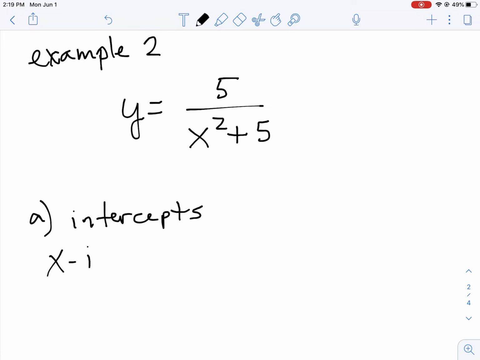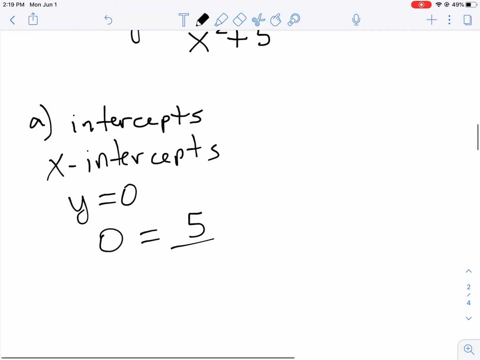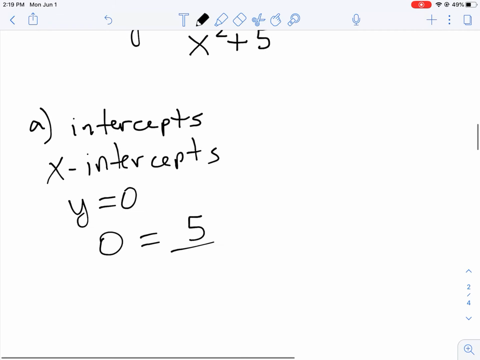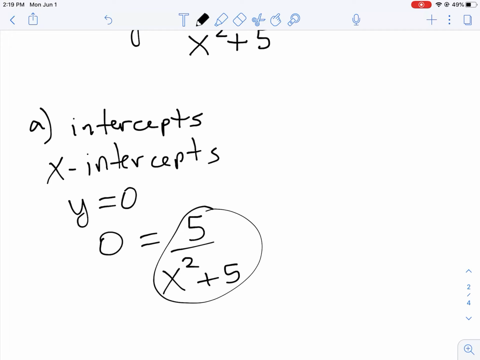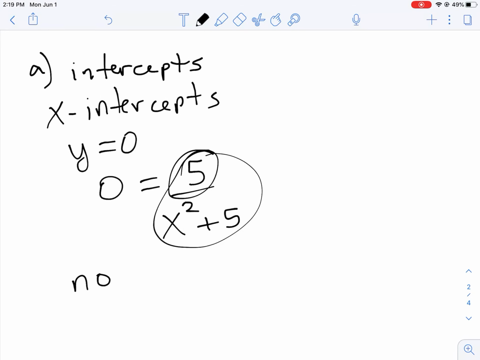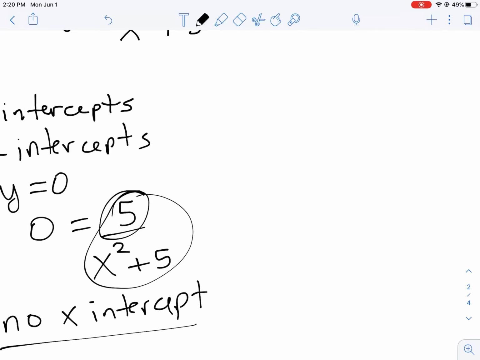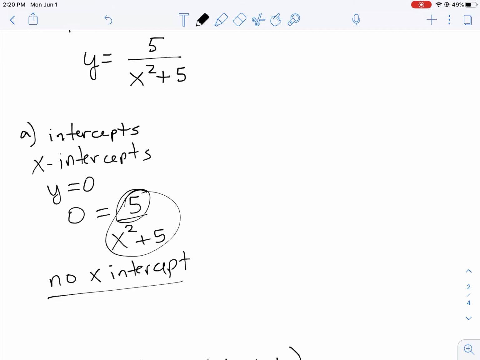So if I do the x-intercepts, remember x-intercepts is when y equals 0. Now this one's going to be hard because this never can be 0. The only way a fraction can be 0 is if the numerator is 0, and that's not going to happen because it's 5. So you can say there is no x-intercept. That's kind of important. You can also put this into your calculator and graph it to see. But anyway, no x-intercept.